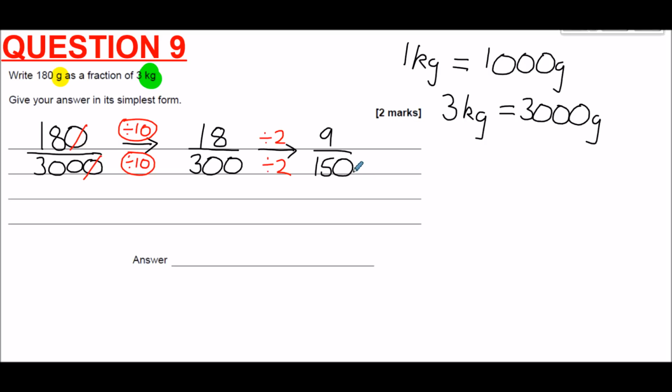Now forget that 0 for a second, just think of 15 and 9. Well they're both in the 3 times table, so we can divide top and bottom by 3. 9 divided by 3 would be 3. 15 divided by 3 is 5. Pop on the 0. That gives us 50. So, in its simplest form, our answer to this one, 180 grams as a fraction of 3 kilograms, is 3 out of 50. And that's our final answer.